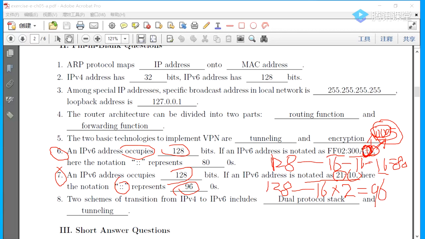Question 8. Two schemes of transition from IPv4 to IPv6 include dual protocol stack and tunneling techniques. Dual protocol stack and tunneling. This is question 8.